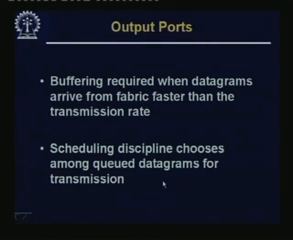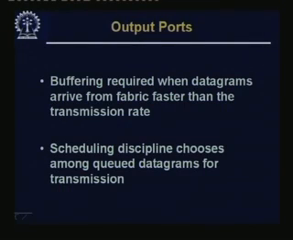Now, what are the implications of output port queuing? Buffering is required when datagrams arrive from the fabric faster than the transmission rate. So, the fabric is pushing datagrams into a particular output line at a faster rate than the output line can pump out. Naturally, packets are getting accumulated near the output port. So, packets are getting queued over there, and you develop a queue.